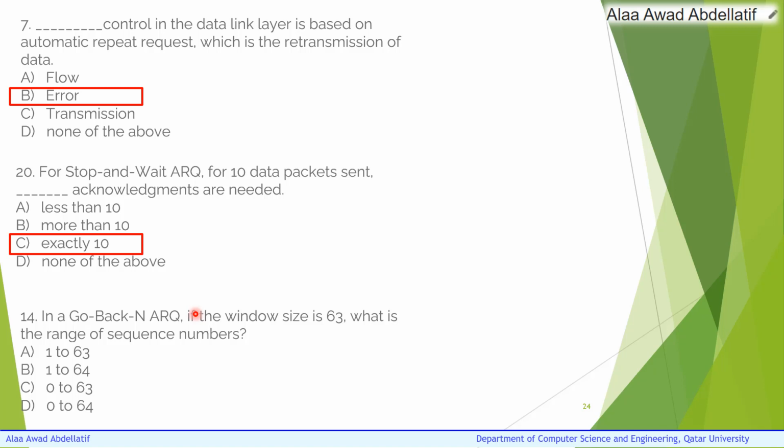If the window size is 63, is m equal to 63? No, 63 is the window size; m is the number of bits. The number of bits is log 2, so the range is 64, a constant number, so m will be 6 because with m = 6 I have range 64. So m is the number of bits but 64 is the range. If the window size is 63, what is the range of the frames, from 1 to 64 or from 0 to 64?